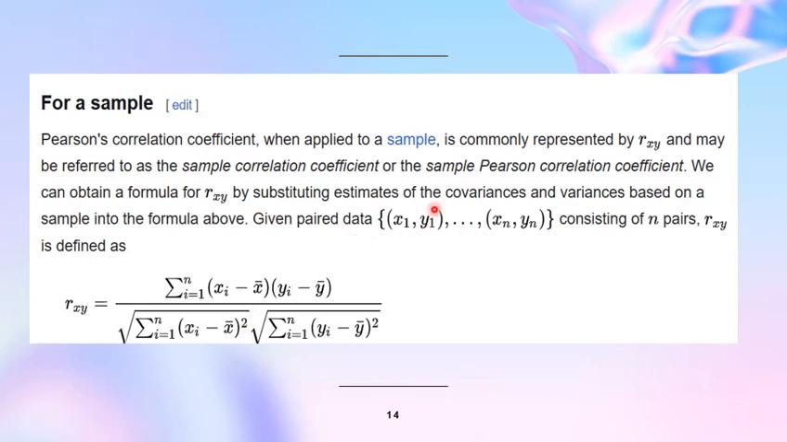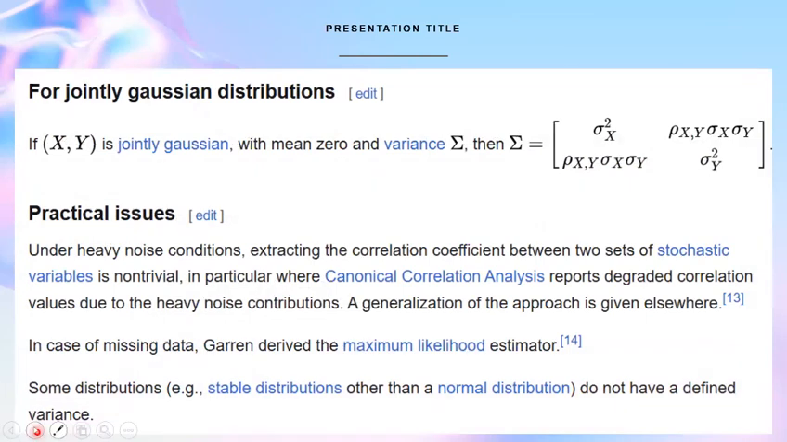Given the paired data (x1, y1) through (xn, yn), consisting of n pairs, r_XY is defined by this equation. Basically, this is the summation sign and this is the sign for the square root. Another expression is for the jointly Gaussian distribution. So we have two basic expressions, which are for the population or the sample.